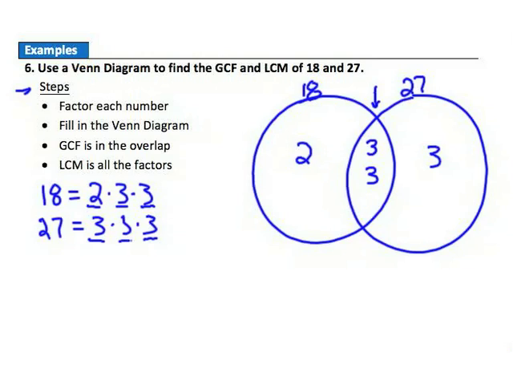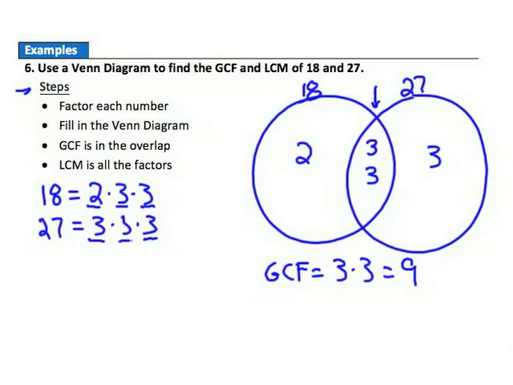Now that we have our Venn diagram filled in, we can find the greatest common factor, and the greatest common factor is in the overlap. So to find the greatest common factor, all I have to do is multiply those factors in the overlap, which is just 3 times 3, which will give us 9. So the greatest common factor of 18 and 27 is 9.